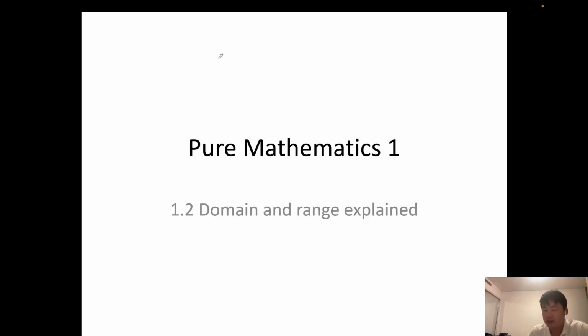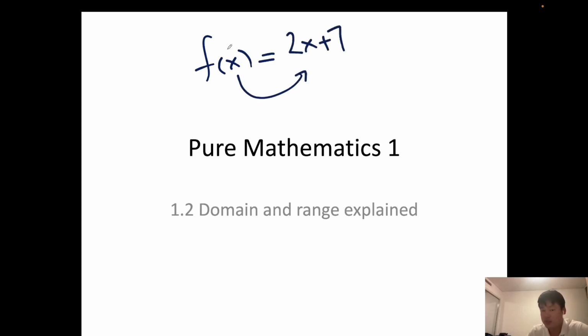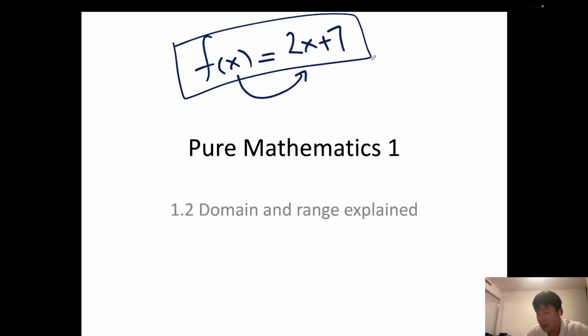Domain and range are just referring to if you have a very basic function, for example, so you should already know what a function means by now. It just means any particular instruction that you give to an x for an input that creates an output. In simple terms, if you have f of x equals 2x plus 7, for example, and you just wrote it like this, we just assume you're allowed to make this anything you want.